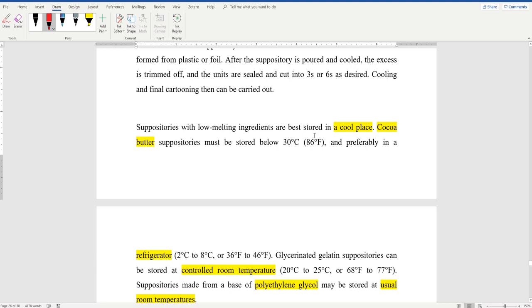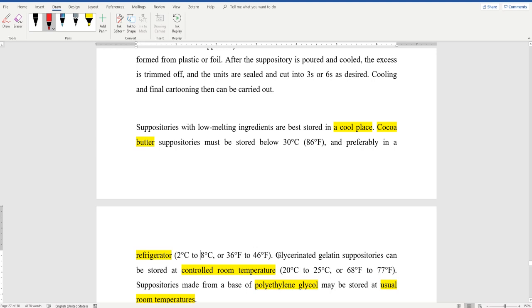Okay, the other thing is regarding the storage. Cacao butter, we already learned that it will melt above 30 degrees Celsius, meaning 30 to 35. So we actually can store it at room temperature, but it's preferable to store it in a refrigerator, because if you have a suppository with cacao butter that is in the metastable state, then it can melt even below 30 degrees Celsius. That's why it's preferable to put it in a refrigerator. What is the definition of the refrigerator? It should be below 8 degrees, or let's say from 2 to 8 degrees Celsius.